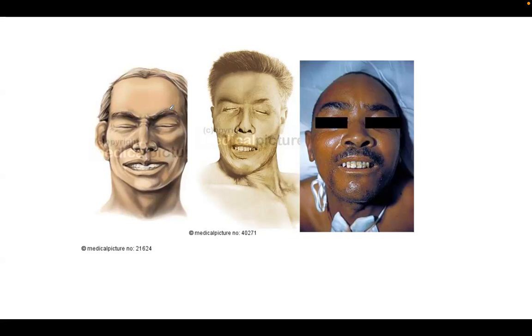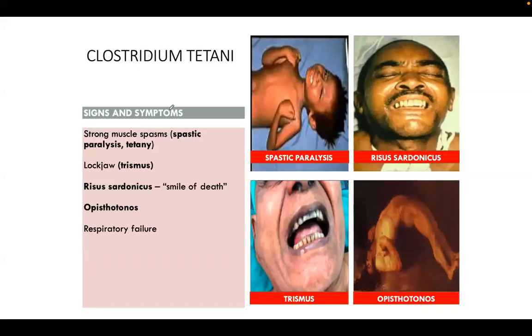Okay. So please take note of this, the sardonic grin or the risus sardonicus. Okay. Now, as for the treatment. Okay, I want you guys to remember you are supposed to give what drug? What drug are you supposed to give for the treatment? Okay, very good. It should be metronidazole. Okay, treatment is metronidazole.